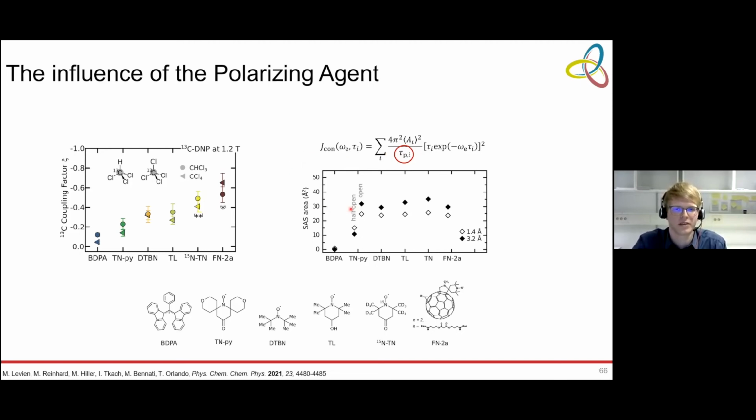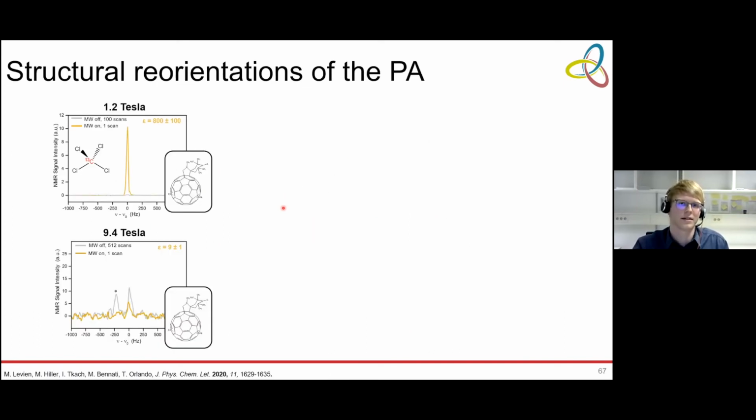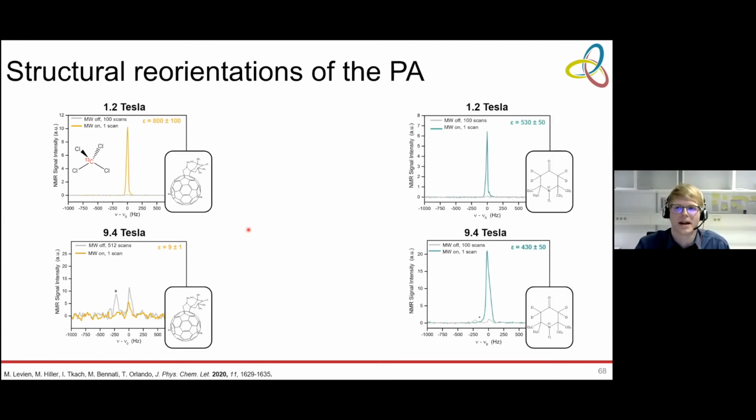What you can see here is that the correlation is, I think, not too bad. However, the highest point, for this FN2A, which we call our fullerene nitroxide, doesn't really follow this trend. So we looked into this a bit more in detail, particularly because we measured it at low and high magnetic field. While it is performing exquisitely well at 1.2 Tesla, at 9.4 there's almost nothing left. And this is all the more puzzling if you compare it to nitroxides, which are not that large, so they are small.